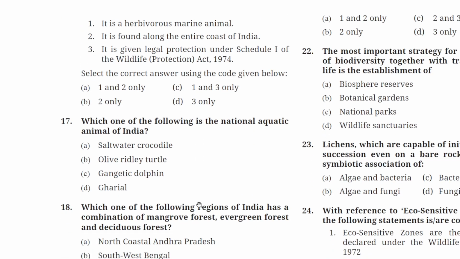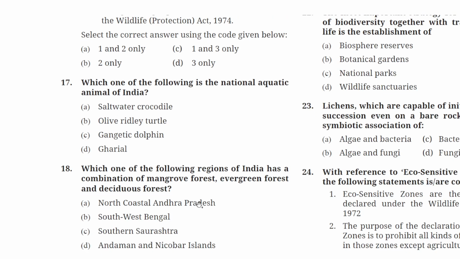Which one of the following is the national aquatic animal of India? Such an easy question basically. It is Gangetic dolphin. National aquatic animal of India, the Gangetic dolphin has been included in the Schedule 1 of the Wildlife Protection Act. In 1982, the dolphin population in the Ganga was estimated to be between 5,000 and 6,000. But by 2010, it had dwindled to less than 2,000.